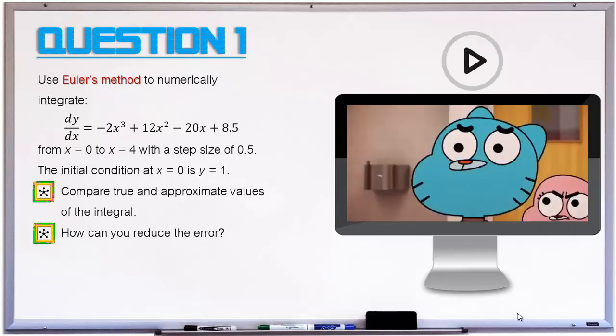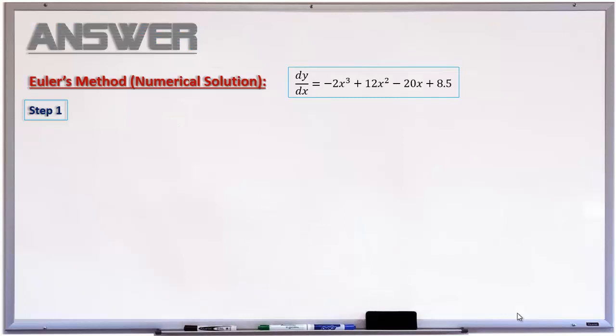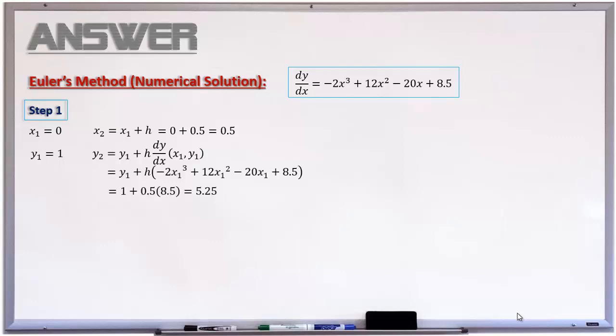In the first step, we start with x1 and y1, which are given in the problem. From x1 we get x2 by adding the step size h, and from y1 we get y2 by using Euler's method. That is y2 equals y1 plus the step size times the derivative evaluated at x1 and y1. And accordingly we get the value of y2.